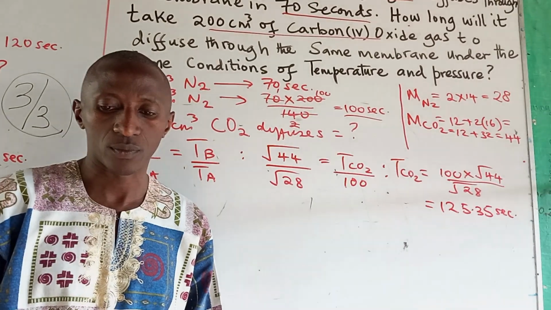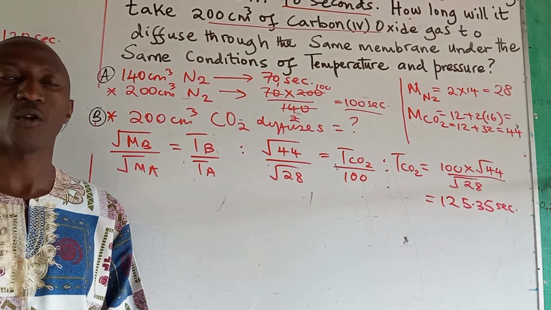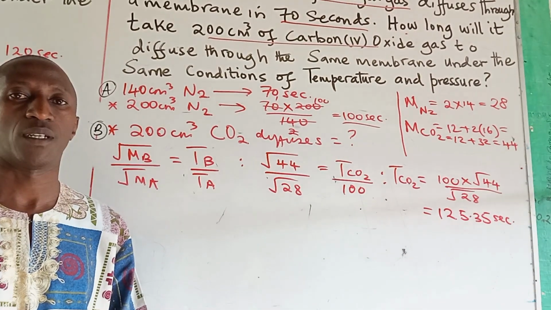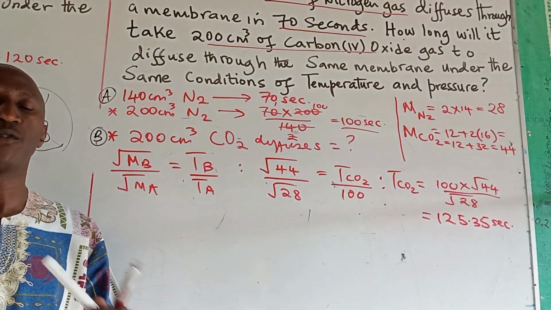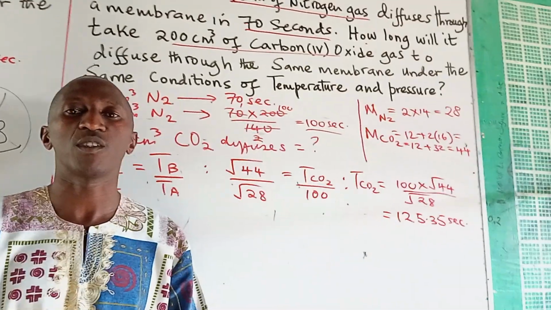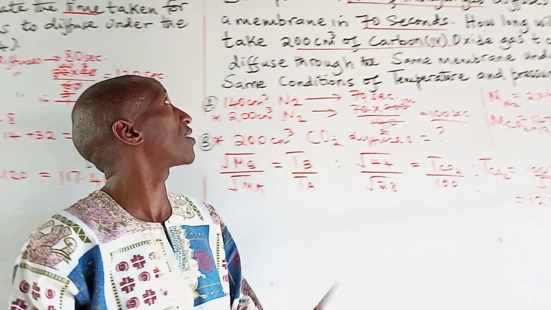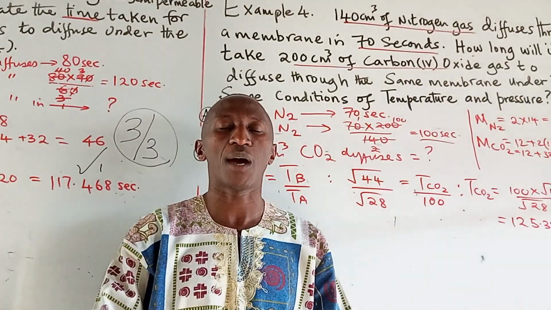In our last question, we are going to compare equal volumes. That means we have two different gases, but their volumes are equal. And that takes us to example number 5.